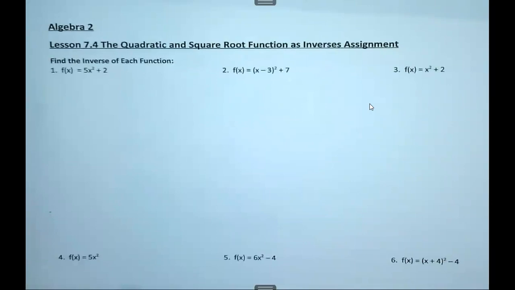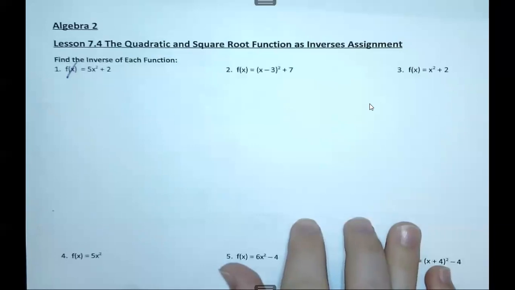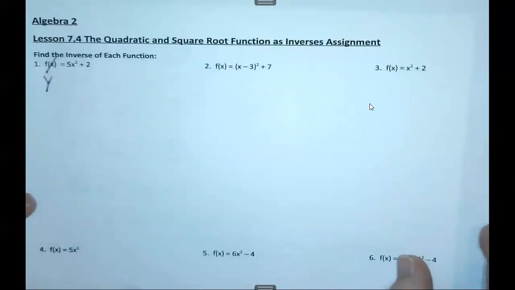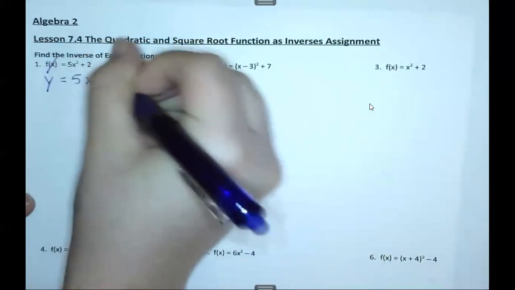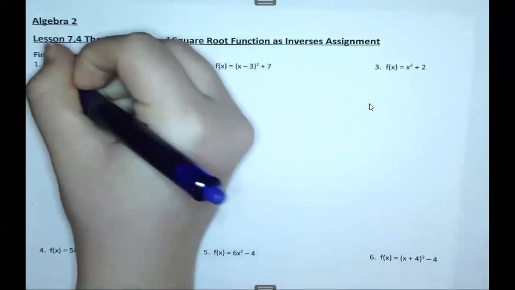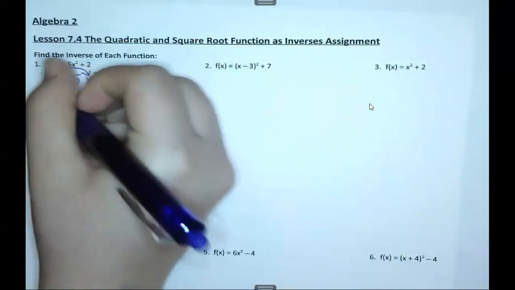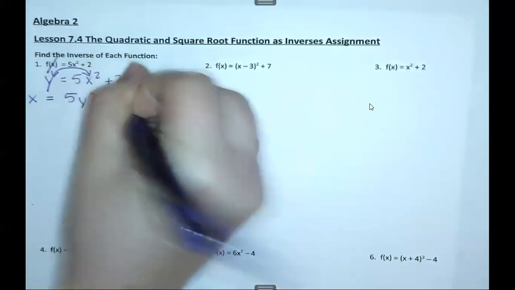So remember, if you are finding the inverse, we had those steps that we follow. So this is your assignment from last week. Your first step was to get rid of f of x, and we're to change that to y. So once I have changed that to a y, this is what we have. You are now supposed to switch the places of x and y. So now it would read x equals 5y squared plus 2.